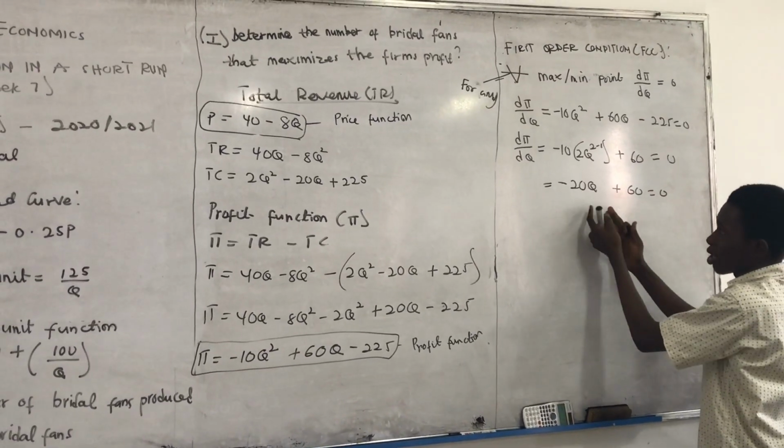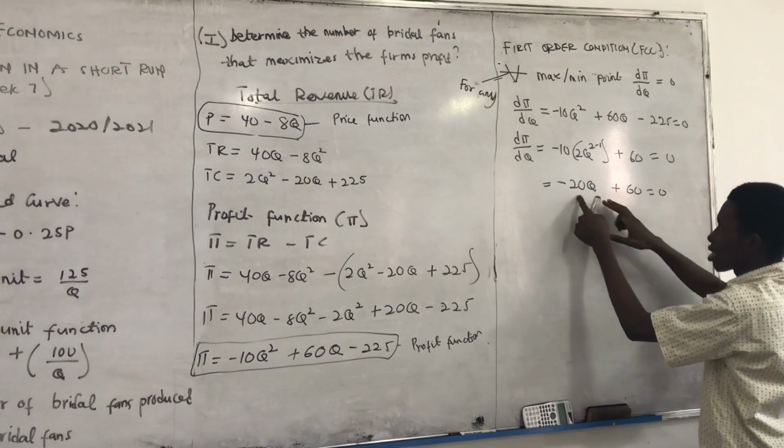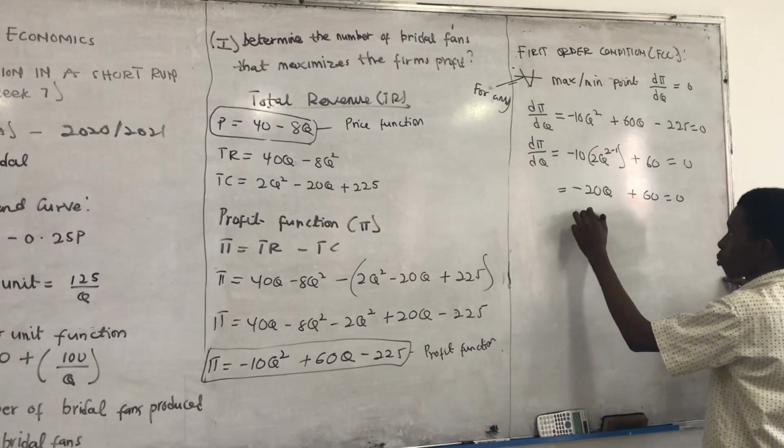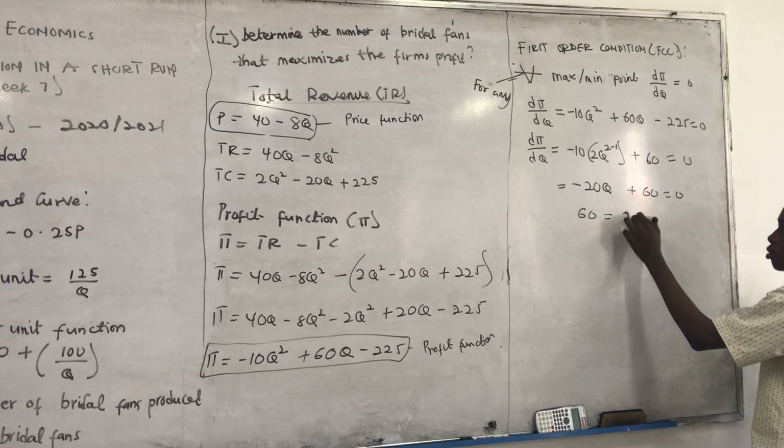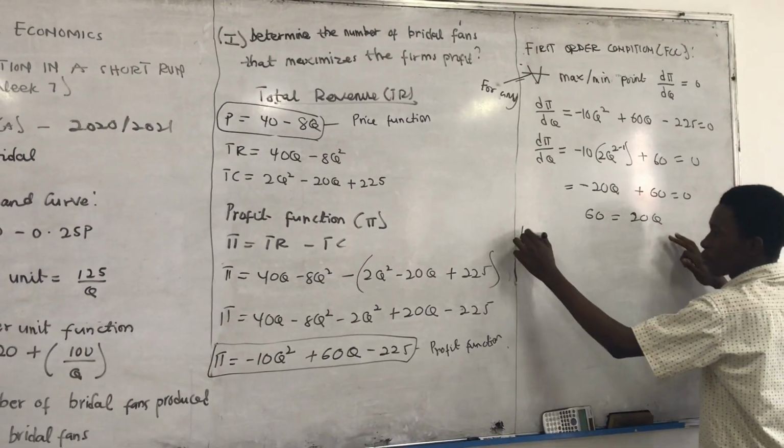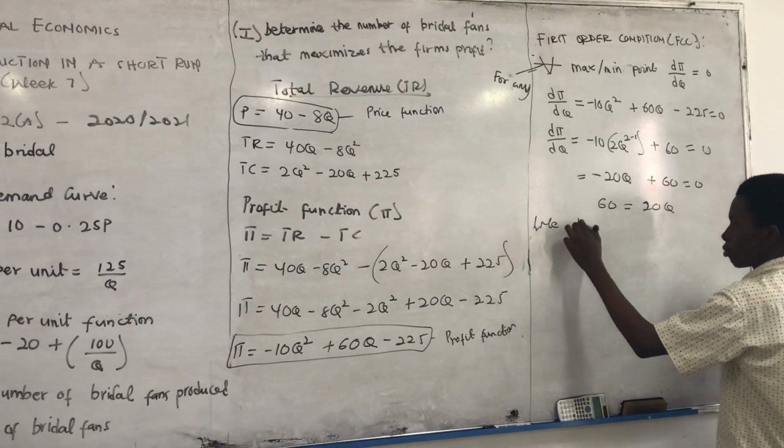Now, we want Q. So we make Q the subject. We will send the Q to the right hand side, becoming positive. So you have 60 is equal to 20Q. We divide both sides by the coefficient of Q.